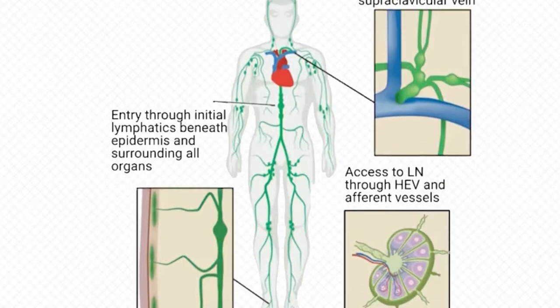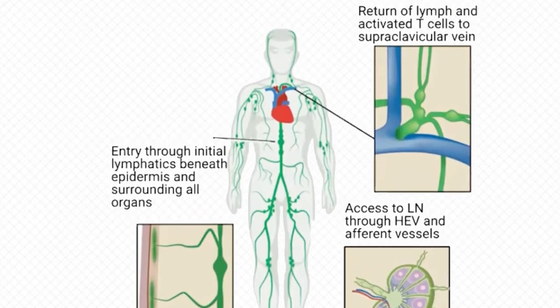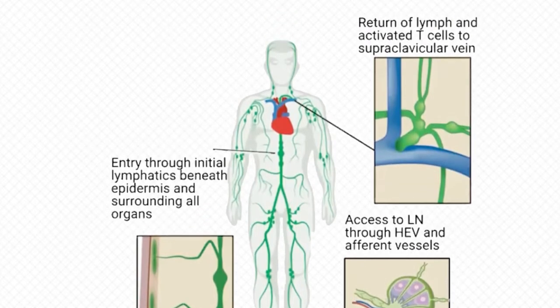Now, when we talk about the return of this fluid back into the cardiovascular system, you'll see from this diagram here that the return of lymph and all the different cells within the lymph goes back into the supraclavicular vein on either the left or the right side of the body, and that's where it enters into the cardiovascular system. So all lymphatic fluid does eventually return back to the cardiovascular system by way of the venous return as opposed to the arterial side of the cardiovascular system.